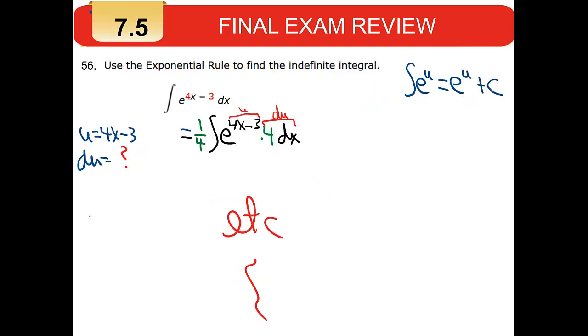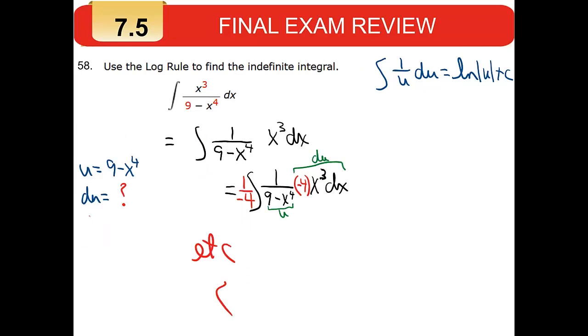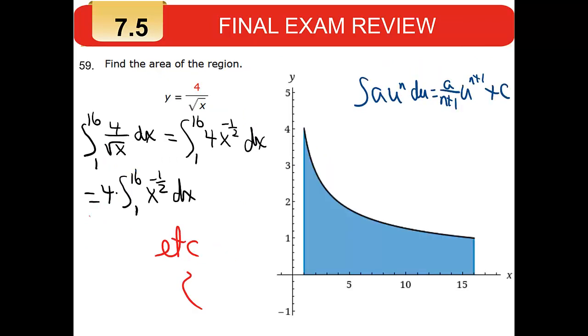Take it from there. This one you're going to let u be the exponent, which is 4x minus 3, and take it from there. This one you're going to let u be 8x minus 7 and take it from there. Here u is going to be 9 minus x to the fourth. Take it from there. Find the area, you just integrate the function from, in this case, 1 to 16. Take it from there.